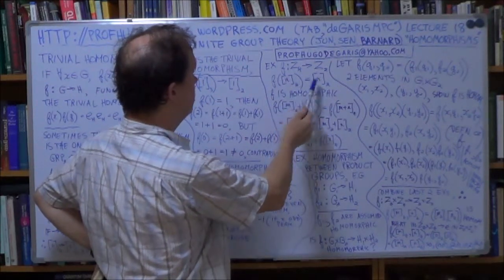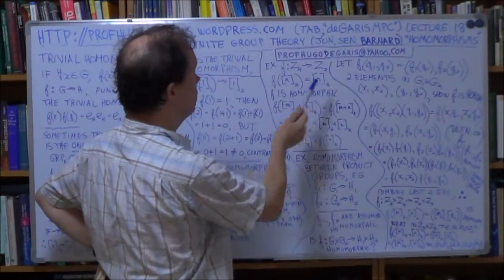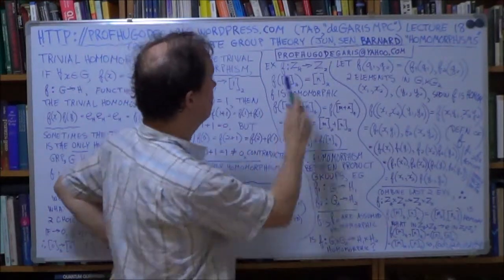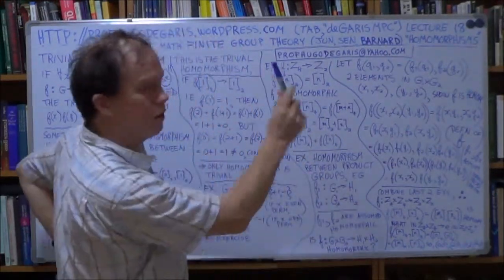So 0 mod 4 would map to 0 mod 2. Are we going to go anywhere with that? No, that's not interesting. Alright, forget what I just said.